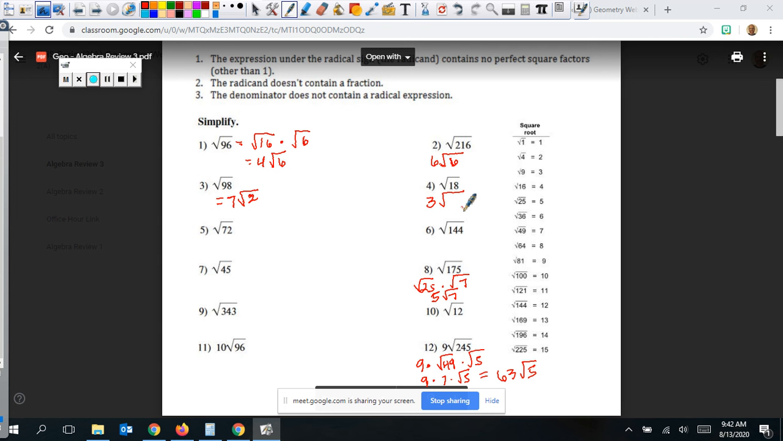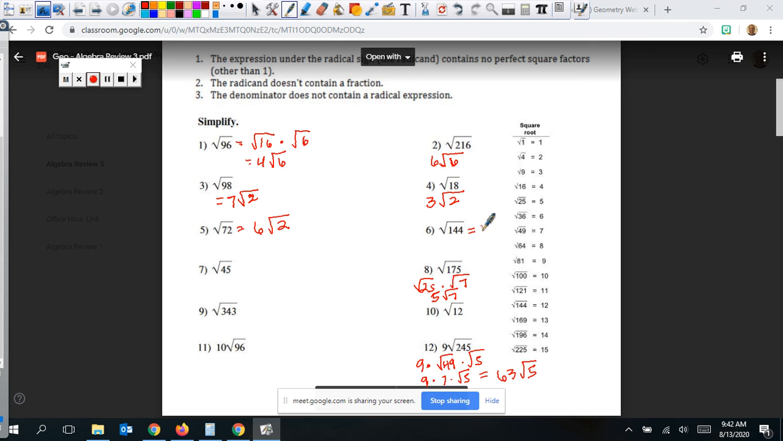Well, 9 goes into 18 2 times, so that's going to be a 2 left over. 72, if you look through your list here, the biggest square that goes into 72 is 36. 36 goes into 72 2 times. So the square root of 36 would be 6. So this is going to be 6 square root of 2. 2 is left over. 36 times 2 is 72.